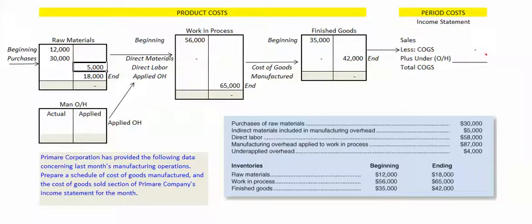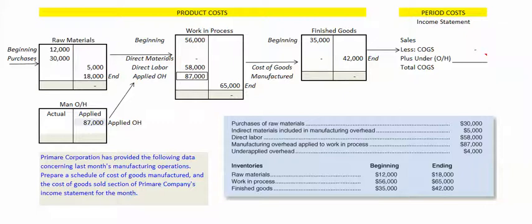Our direct labor, we're told, is $58,000, and direct labor is recorded directly in work in process inventory. So we've got $58,000 flowing into work in process. Our manufacturing overhead applied to work in process is $87,000. This will be an outflow from our manufacturing overhead and an inflow into work in process.